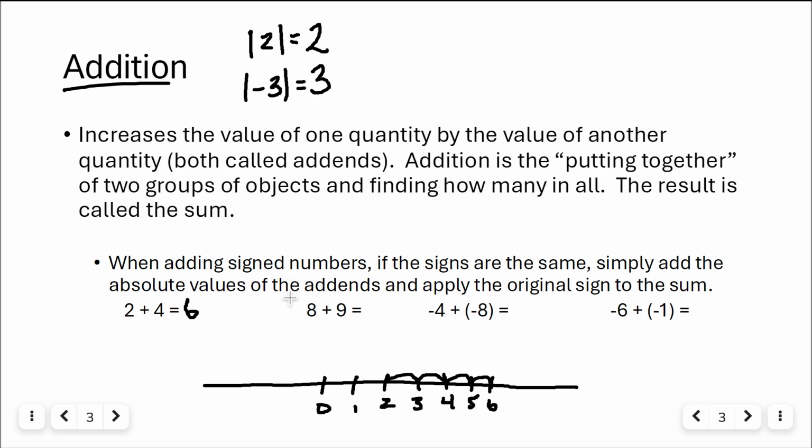All right. So 8 plus 9: if I did the absolute value of 8, I'd get 8. The absolute value of 9, I'd get 9. 8 plus 9 is 17. Now the signs are the same.